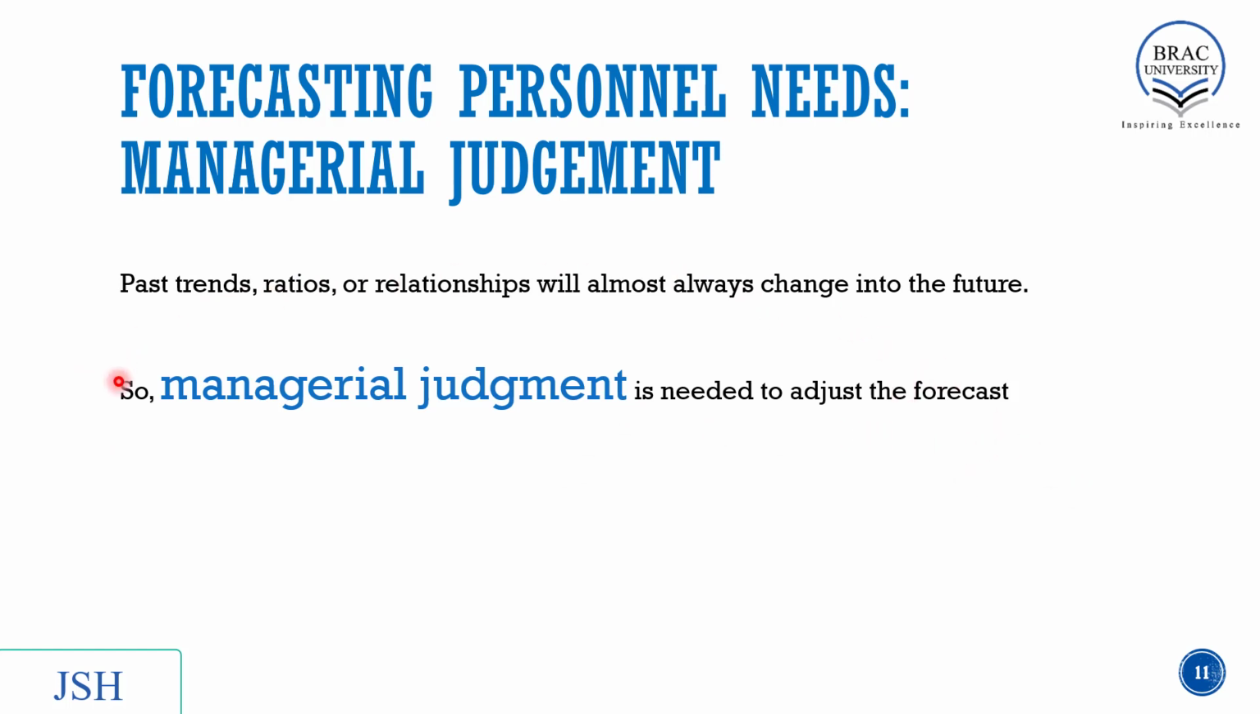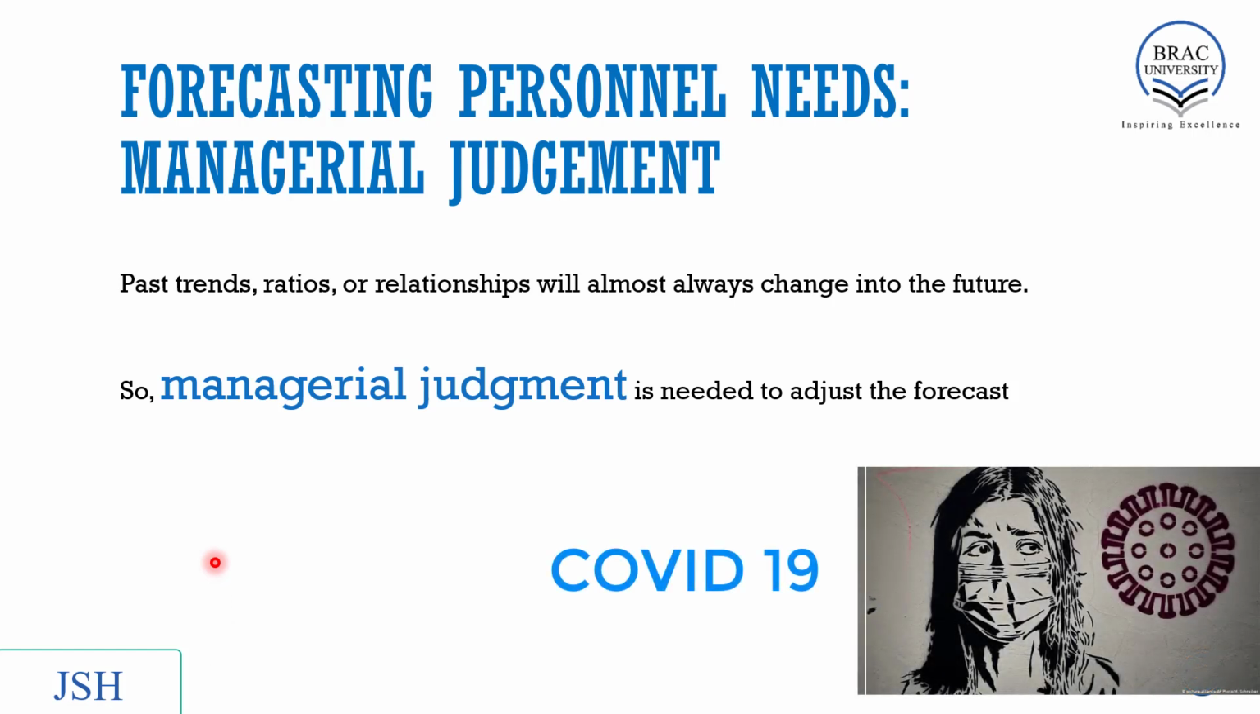Now, exactly what do we mean by managerial judgment? It is the subjective judgment or the subjective thinking of the manager. Let me give you an example. How can we apply managerial judgment in adjusting our forecast? Say in the last example, you found out that the trend analysis says you are going to need 1,000 people.